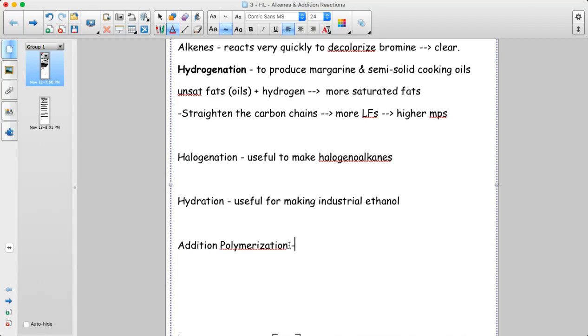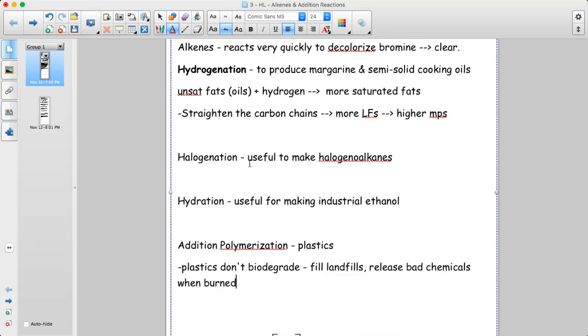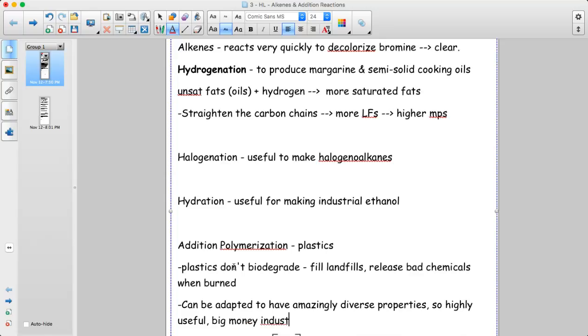And then you've got addition polymerization, which is really useful for making plastics. Obviously, the issue is plastics don't biodegrade, so they fill landfills and they release bad chemicals when burned. They tend to not burn very completely, so they're releasing some kind of nasty, unhealthy stuff when they get burned. They can be adapted to have amazingly diverse properties, so highly useful, and it's a big money industry as a result.